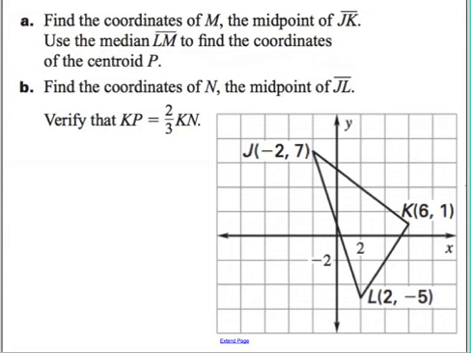Let's take a look at this one. This is going to be awesome. Find the coordinates of M, which is the midpoint of JK. So if I'm trying to find the midpoint of JK, I basically add together the x's. That would give me 4. 4 divided by 2 would give me 2.